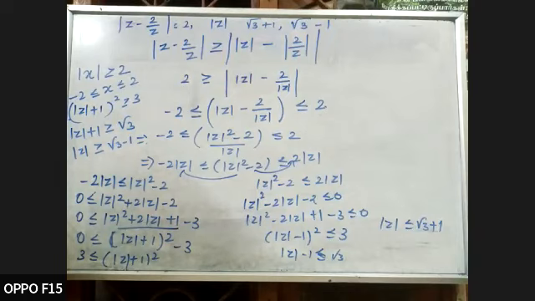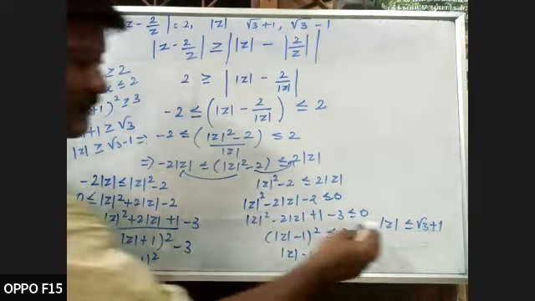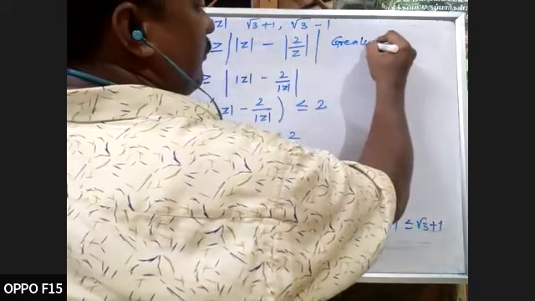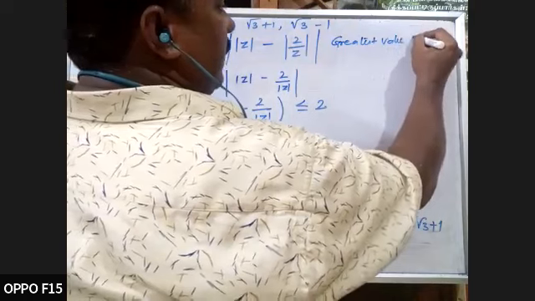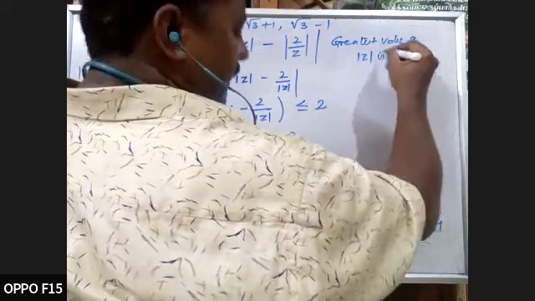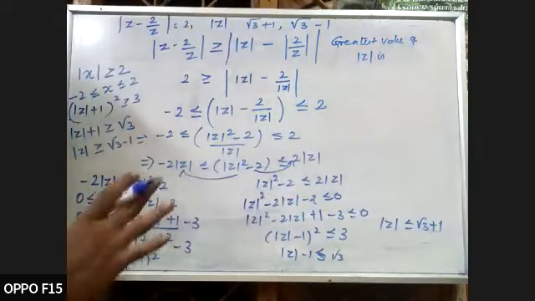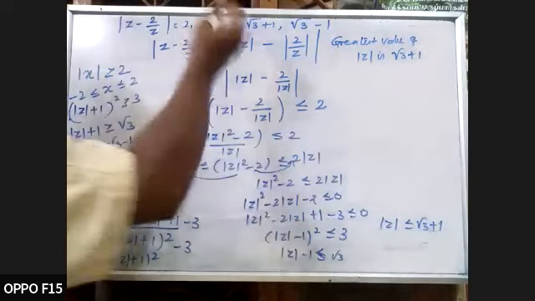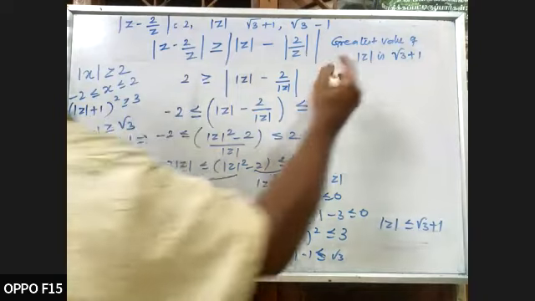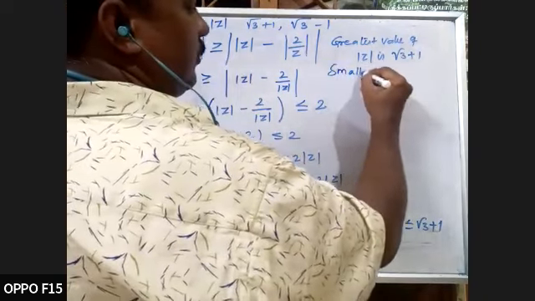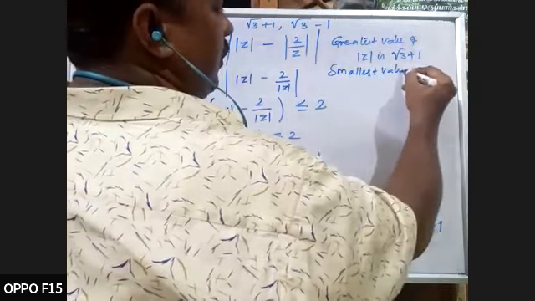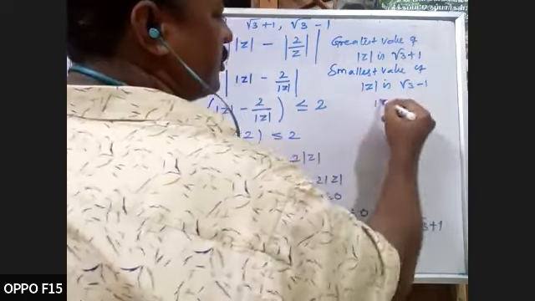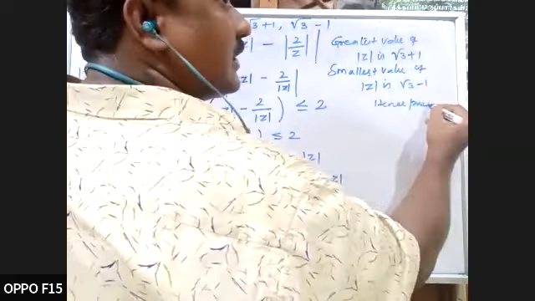அப்போ அந்த கிரேட்டஸ்ட் வேல்யூ என்னன்னு பாத்தீங்கன்னா, less than or equal to இதான் கிரேட்டஸ்ட். அப்போ therefore greatest value of modulus of z less than or equal to √3 + 1, இதான் அதிகபட்ச வேல்யூ. அதே போல greater than or equal to குறைந்தபட்ச வேல்யூ √3 - 1. So the smallest value of modulus of z is √3 - 1. Hence proved.